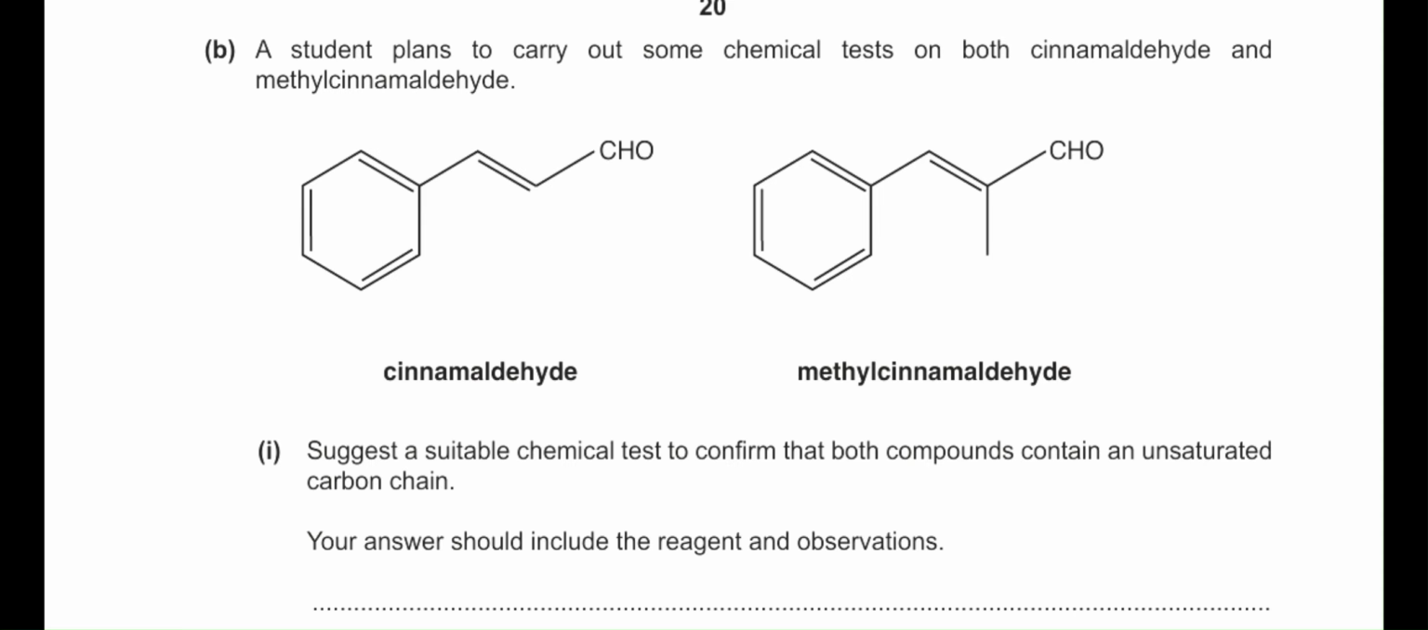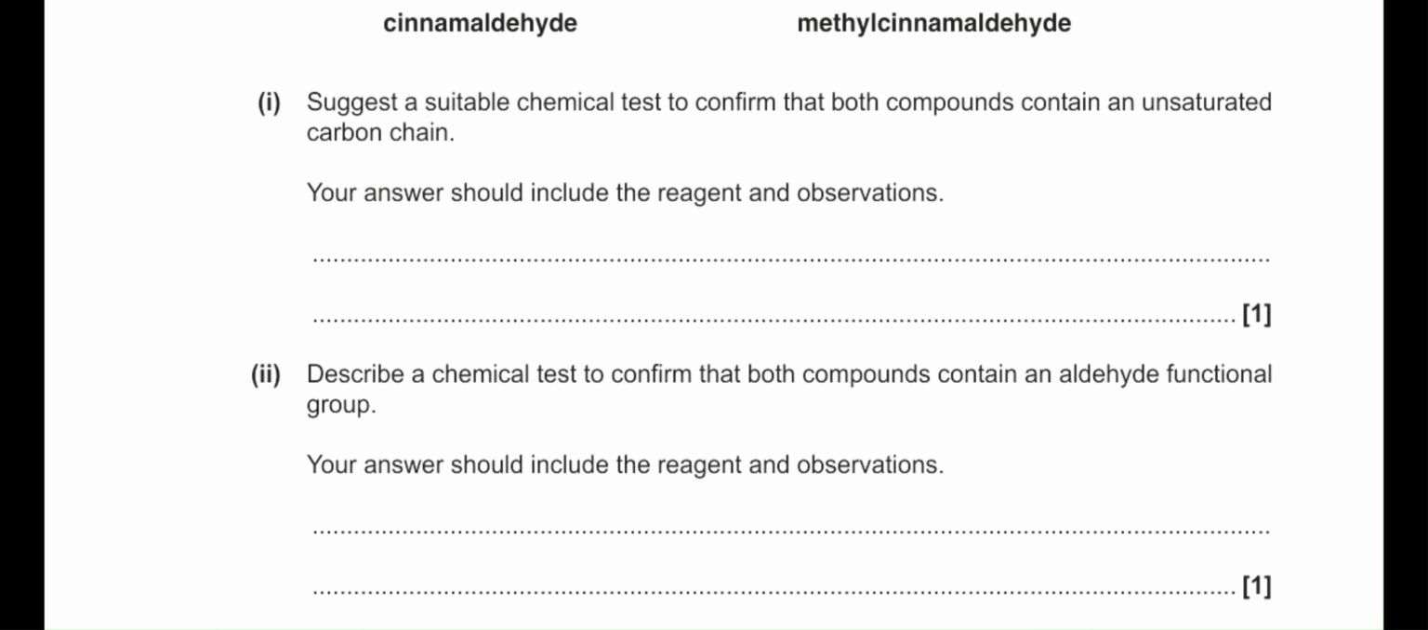A student plans to carry out some chemical tests on both cinnamaldehyde and methyl cinnamaldehyde. Question. Suggest a suitable chemical test to confirm that both compounds contain an unsaturated carbon chain. Your answer should include the reagent and observations. The most common test for unsaturation, the alkene group, is the bromine water test.